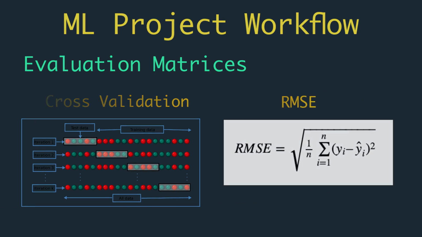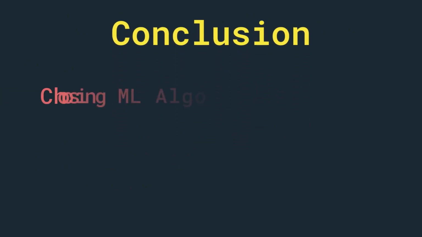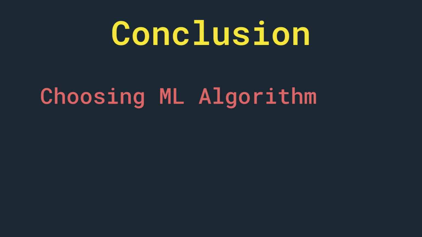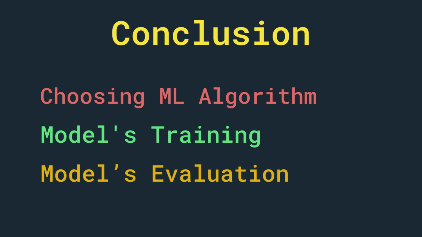Great, we learned a lot in this video. We talked about choosing a machine learning algorithm to train with our own data. Then we talked about model training, where we discussed different learning styles, like supervised, unsupervised, and reinforcement learning. And finally, we briefly talked about the model's evaluation. That's it for now. We will dive deeper into these concepts practically in the later videos of this series.